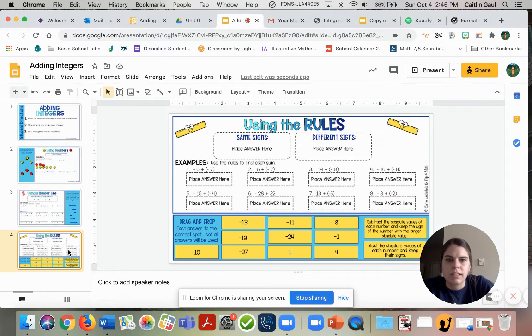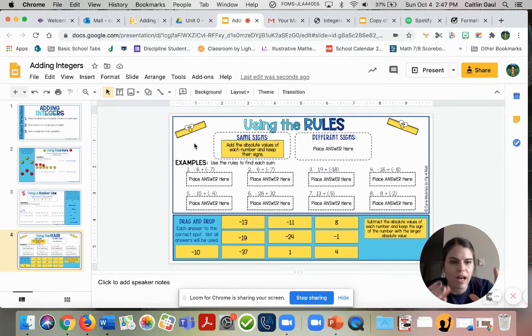The last one is just to think more mathematically. So we've got 2 definitions down here for rules, using rules. If we're adding 2 numbers that have the same sign, so 2 positive numbers together or 2 negative numbers together, that one is easy. We're going to use this rule. I'm going to drag it and put it up here. Add the absolute values of each number and keep the sign. So absolute value just means ignore whether it's positive or negative and just put those numbers together.